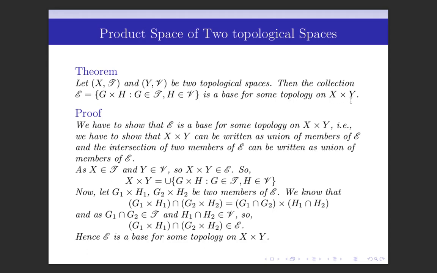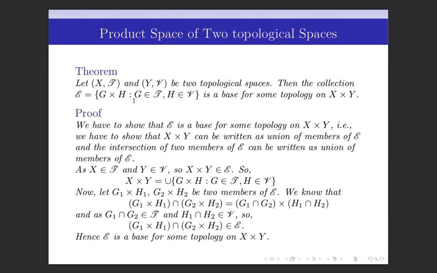We know that since G is a subset of X and H is a subset of Y, G cross H is a subset of the Cartesian product X cross Y. So E is a collection of subsets of X cross Y. So we have to prove that E is a base for some topology on X cross Y.